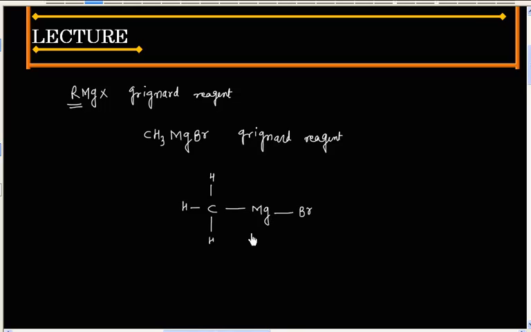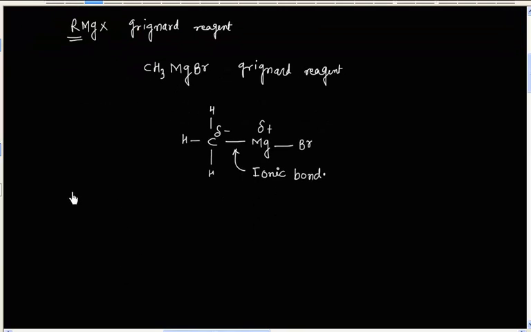In case of Grignard reagent, the carbon-magnesium bond is polar. That is, magnesium will have a positive charge and carbon will have a negative charge. So this bond is polar, not completely covalent, mostly ionic. Carbon has a sufficient negative charge, so we can write Grignard reagent as R minus MgX plus. This R minus can act as a good nucleophile. That is, Grignard reagent can act as a good nucleophile.